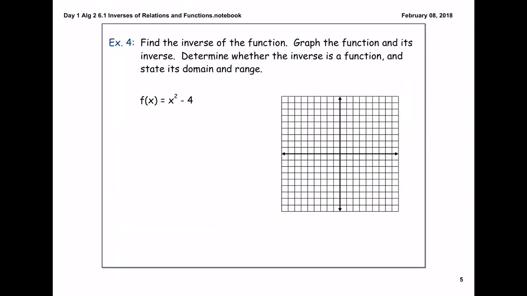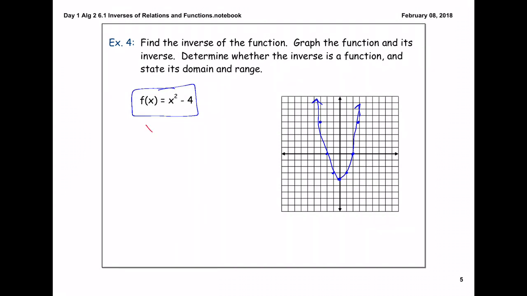Example number 4, we are going to find the inverse of the function, graph the inverse, determine if it's a function, and state the domain and range. To graph our original function, we have f of x is equal to x squared minus 4. So our square root function is going to move down 4. And then it goes up by the pattern, very similar to our cubic function in a way. You can also plug this into a t-chart to verify.